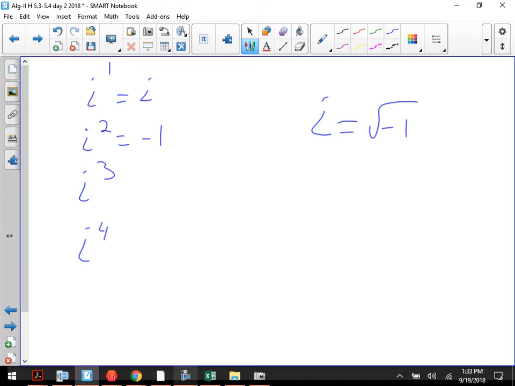Now you break it into i cubed. Well, that's i squared times i. Well, i squared is -1, and i to the first is just i. So it's -i. And then lastly, i to the fourth: because i squared is -1, -1 times -1 is always 1. And the cycle repeats itself.